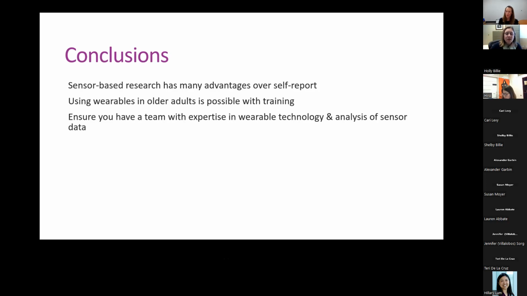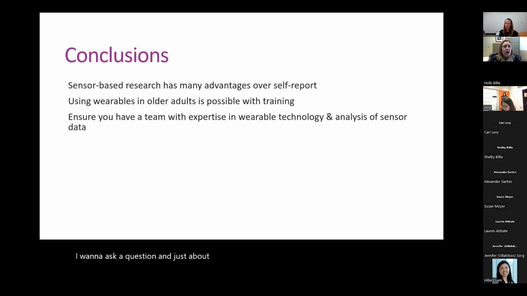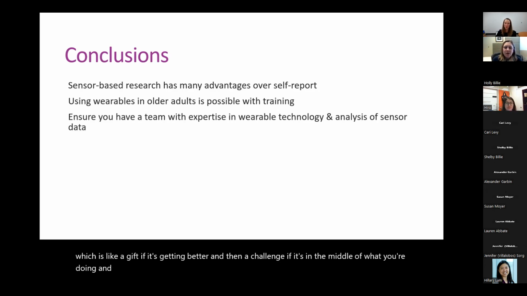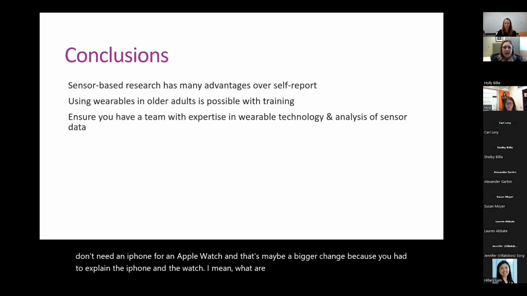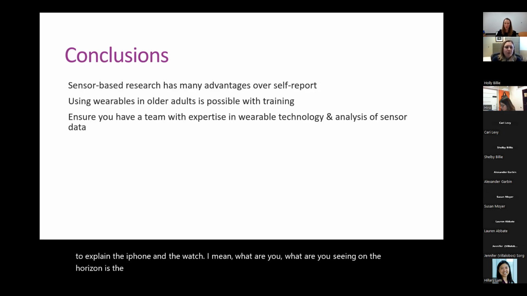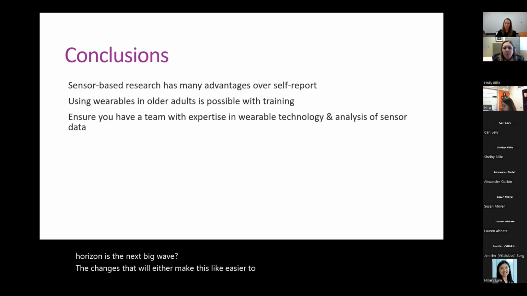I'll ask a question about your comments on how the technology changes, which is like a gift if it's getting better, and then a challenge if it's in the middle of what you're doing. And I was just thinking even about my understanding that now you don't need an iPhone for an Apple Watch, and that's maybe a bigger change because you had to explain the iPhone and the watch. What are you seeing on the horizon as the next big wave of changes that will either make this easier to do, or will help, or maybe get in the way of what you're doing?